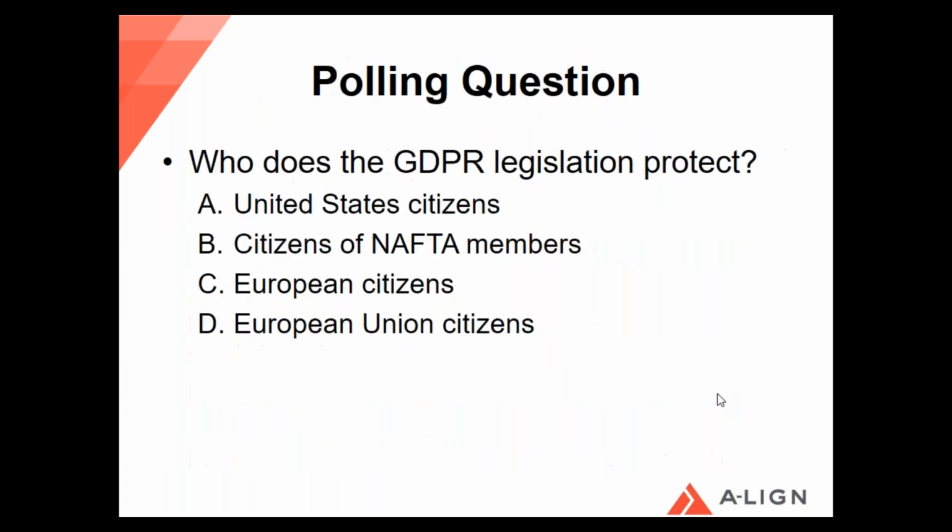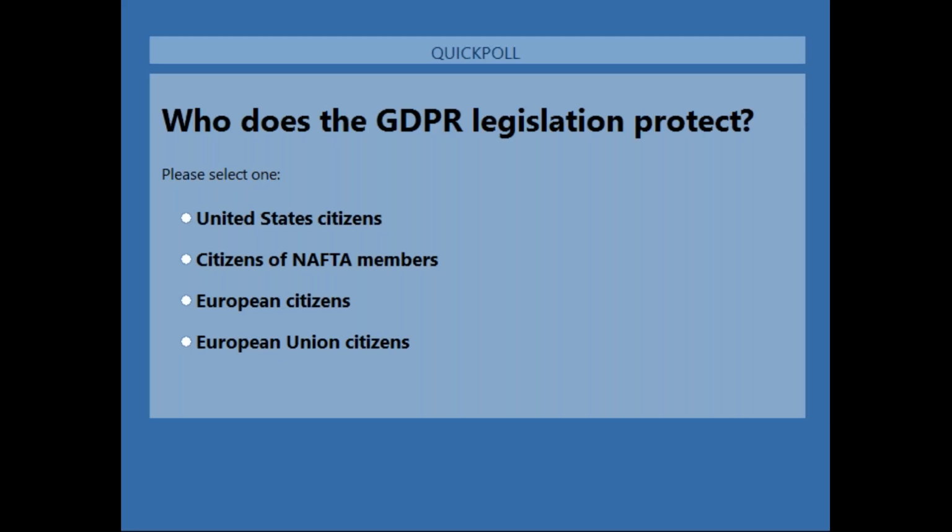As Veronica mentioned, in order to get your CPE and make sure that you're awake, we have a number of polling questions. The first polling question is: who does the GDPR legislation protect? Answer A, United States citizens; B, citizens of NAFTA members; C, European citizens; or D, European Union citizens. The poll should be open. I'll give you just a second, to make sure that everyone's answering.